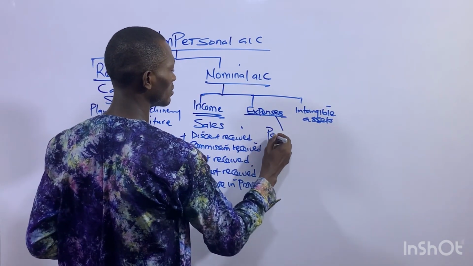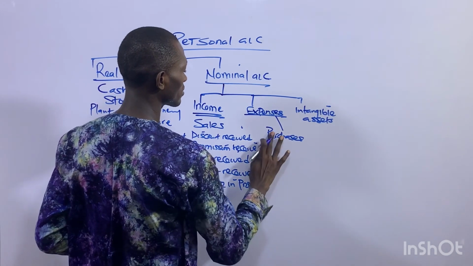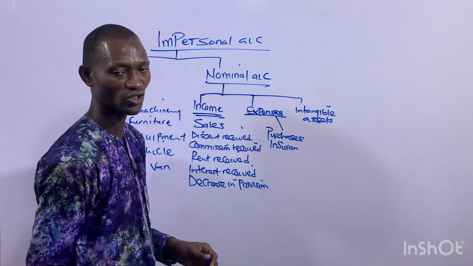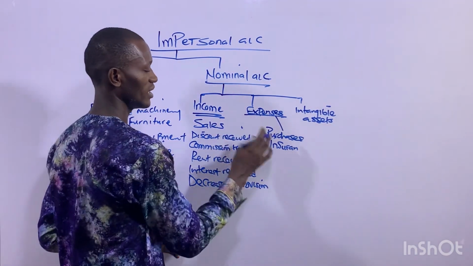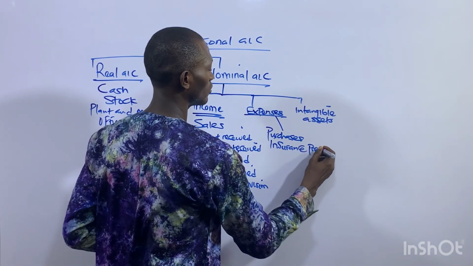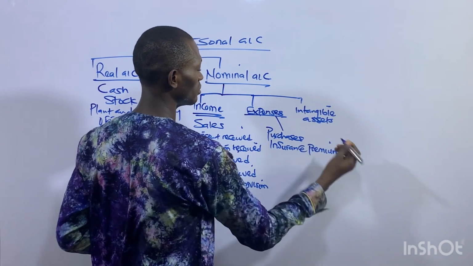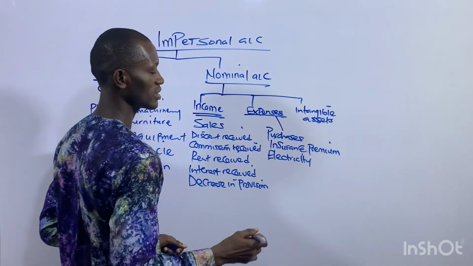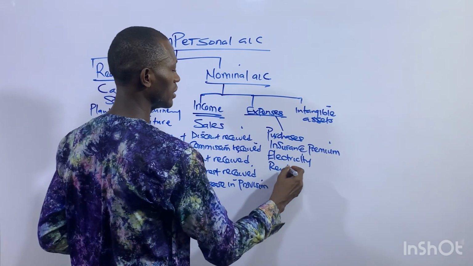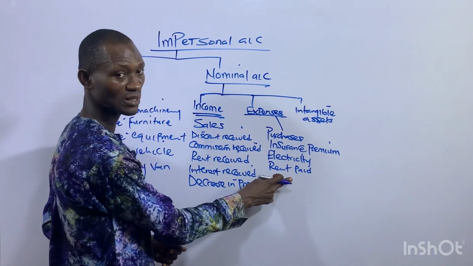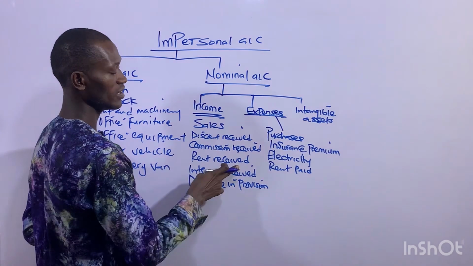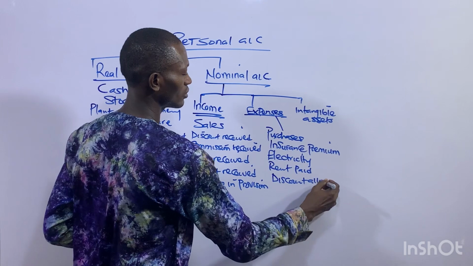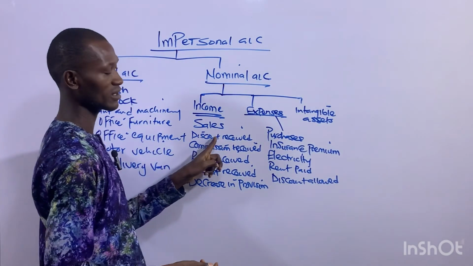For example, we have examples of expense accounts now. We have purchases. We have insurance premium paid. When a business pays insurance premium to the insurance company, it is an expense. We could have electricity, which is an example of expenses. We could have rent paid. And don't forget, rent paid is an expense, but rent received is an income. Then we could have discounts allowed. Discounts allowed is an expense, while discount received is an income.